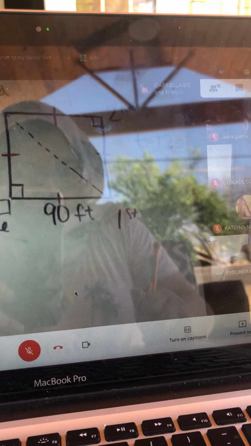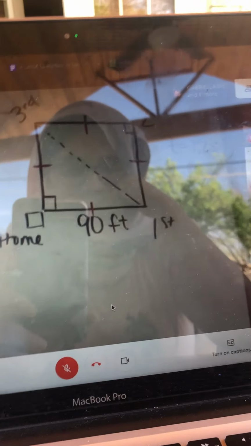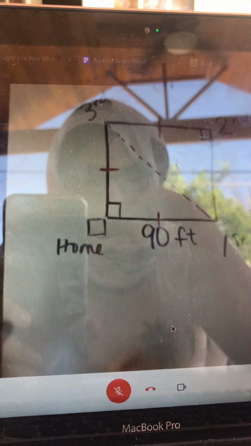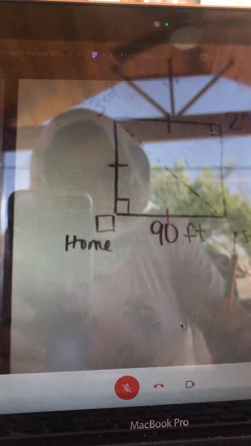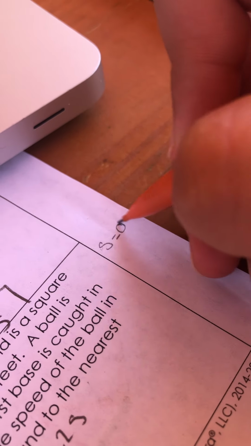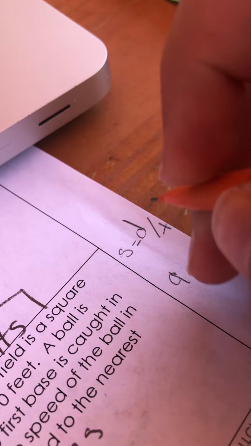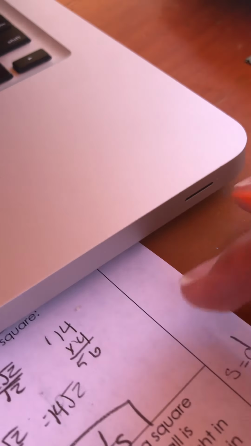Yes. It says find the speed of the ball in feet per second and round to the nearest 10. Well, there's a formula for speed. And speed is equal to the distance that the object travels divided by the time it takes the object to travel that distance, okay? This is what I need to find. So I need both the distance that the ball traveled and the time. Do I already have the time? Yes. But what don't I have? The distance. So I need to figure it out.